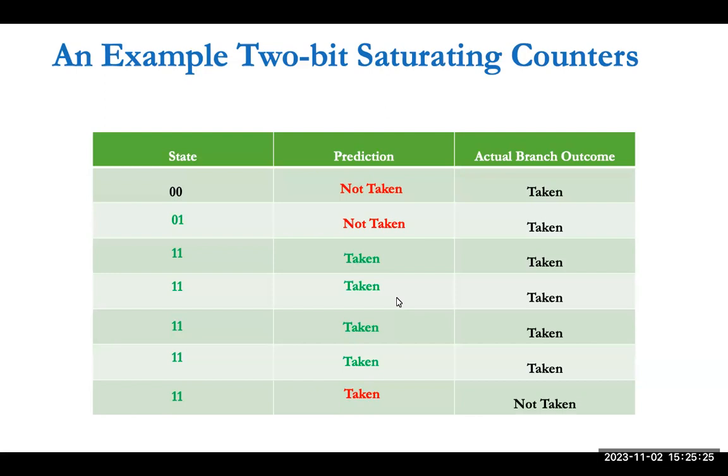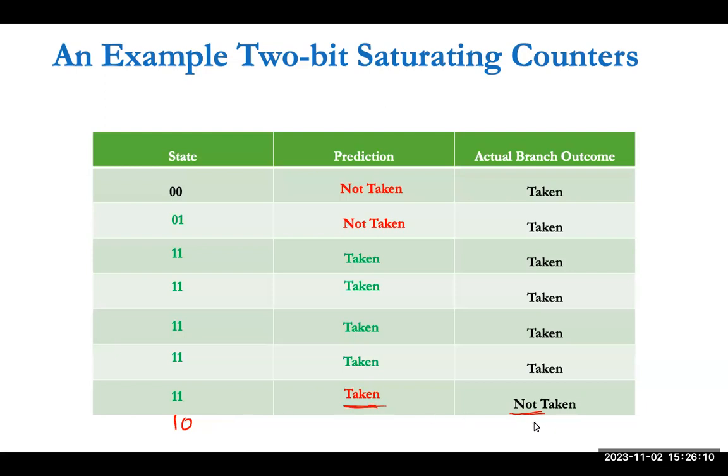Okay, very good, super. So now let me quickly ask you the question. The prediction is taken, but actually it is not taken. So then what will be the entry in the state machine? Very good, super. Yeah, so that will enter into your 1 0. That is weakly taken. That is good.